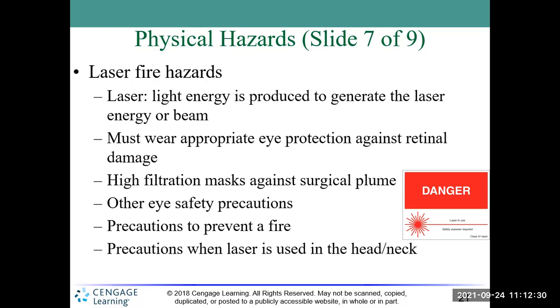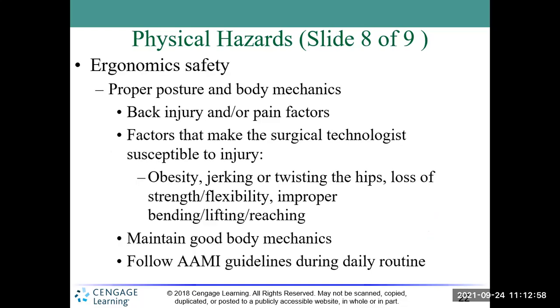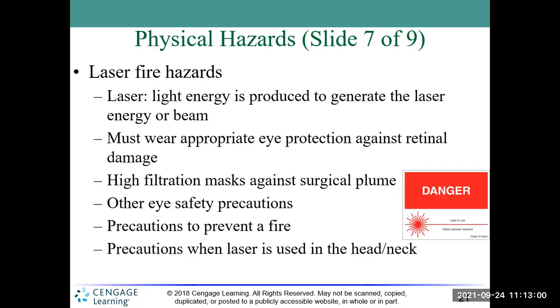In laser cases, as well as big ESU use cases, there's that surgical plume, and you want to make sure that high filtration masks are being used, because you don't want to inhale that surgical plume. It does have contaminants in there. And then you're going to take extra precautions in these cases to prevent fires, especially when lasers are used in the head and neck area, because you're very close then to the airway, to the face, and the hair.